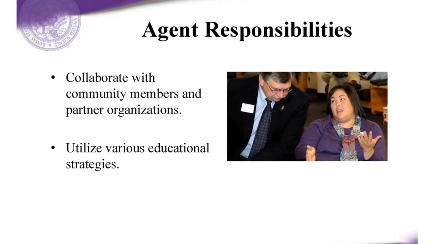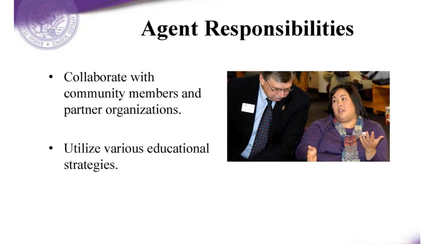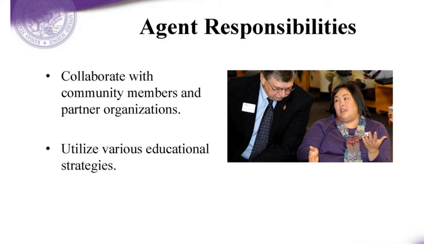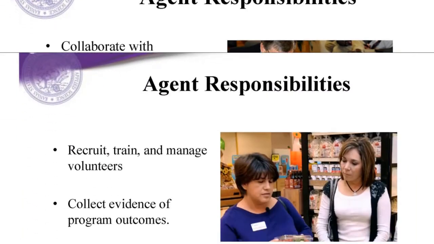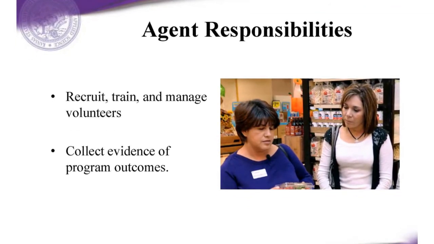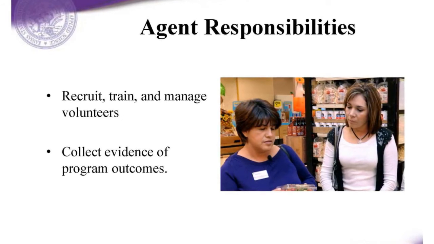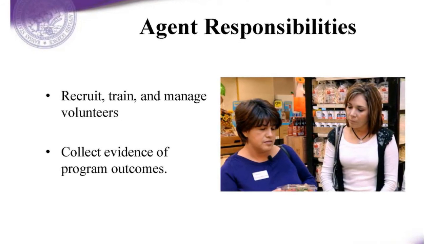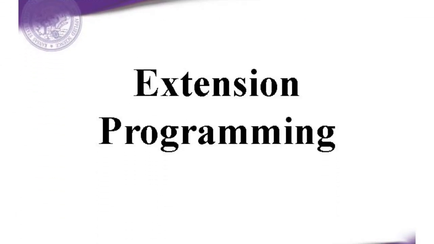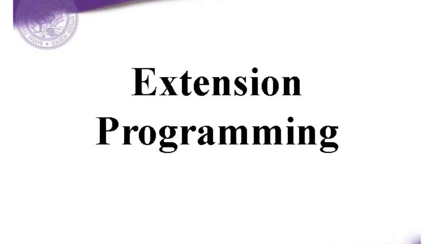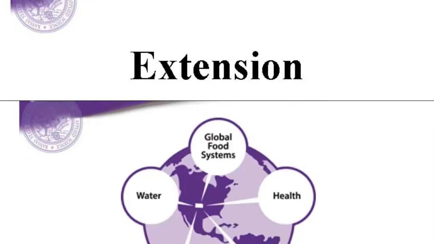Agents often collaborate with other community members and organizations in the identification of community issues and the development and implementation of educational programming. They then utilize various educational strategies to address these issues. Volunteers multiply the educational outreach of local programming. The recruiting, training, and managing of those volunteers is an important role of the agent. The agents also collect and share evidence of the outcomes of local programming. K-State Research and Extension's programming emphasis reflects the needs of Kansas residents. The following slides illustrate current programming.